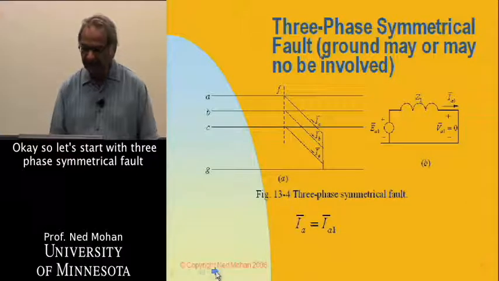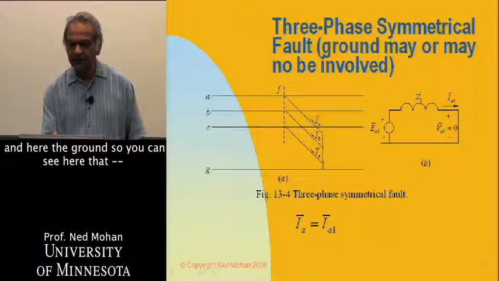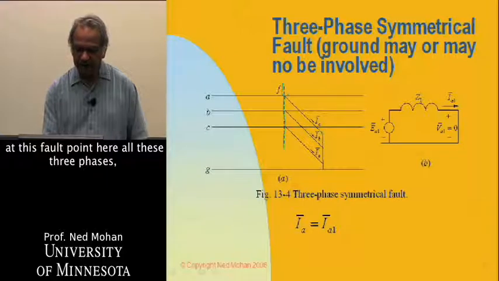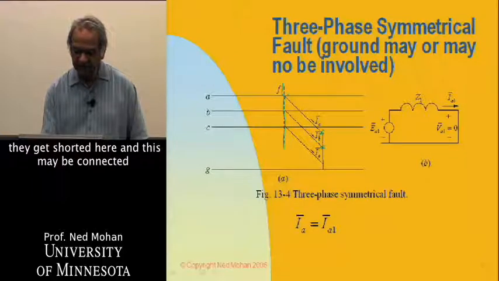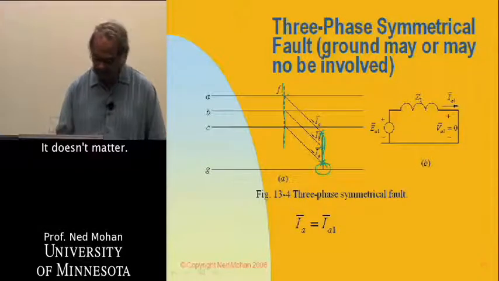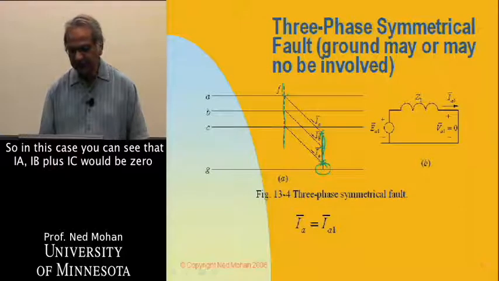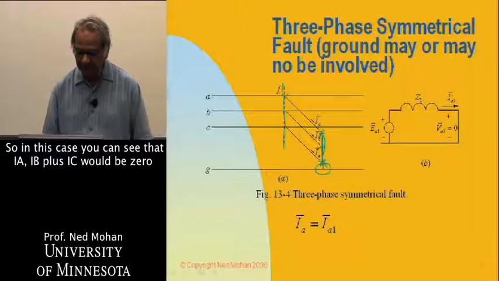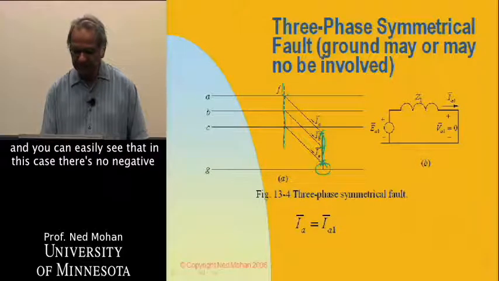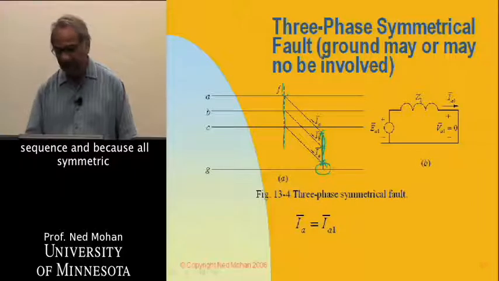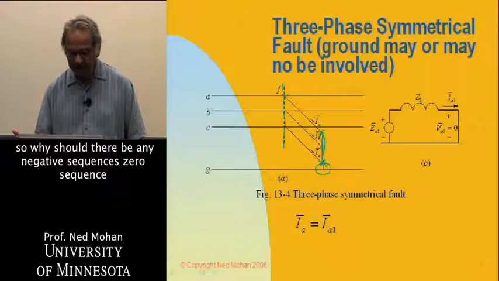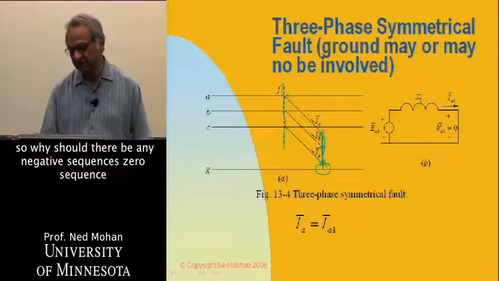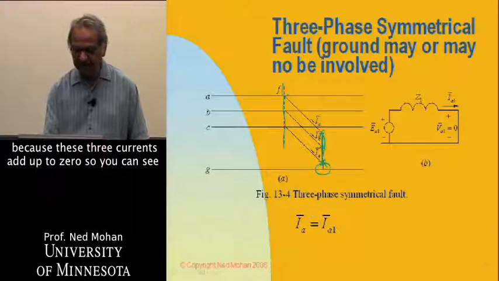All right, so let's start with a three-phase symmetrical fault. You can see that at this fault point, all these three phases get shorted here. And this may be connected to ground or not, it doesn't matter. So in this case, IA plus IB plus IC would be 0, and you can easily see that there is no negative sequence, because it's all symmetric. Why should there be any negative sequence or zero sequence? Because these three currents add up to 0.